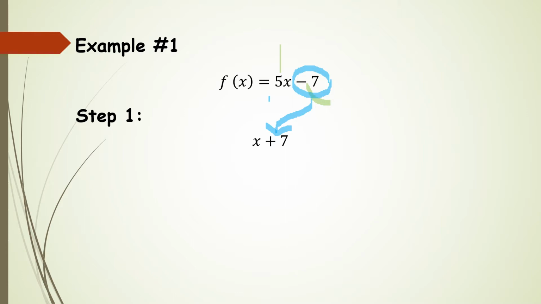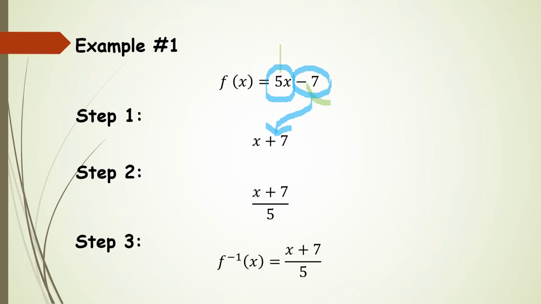Next operation, titingnan natin ay times 5x or multiplication. And ang inverse ng ating multiplication ay division. So, we will divide the given in step 1 by 5. So, we have x plus 7 all over 5. And lastly, we will equate it to the inverse function denoted by f of negative 1 of x. Thus, the inverse of f of x is equal to x plus 7 all over 5.